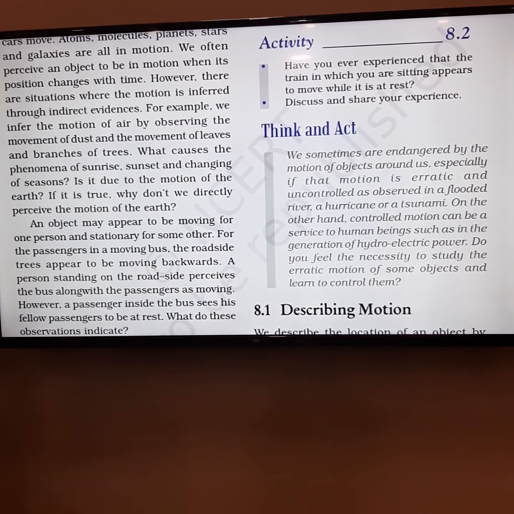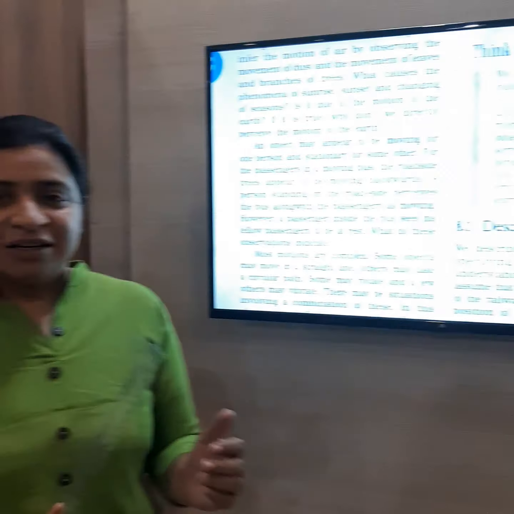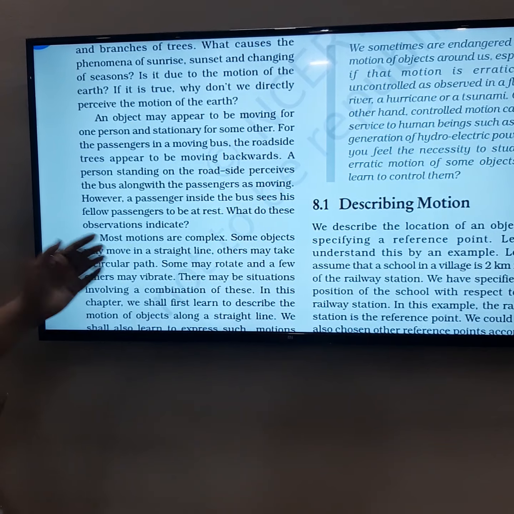This I'll make clear through one example. For example, you are sitting in a bus and for the person who is standing outside, if your bus is in motion, for that person, you are in motion. But the passenger who is sitting next to you, for that passenger, you are at rest. This is how we perceive motion.